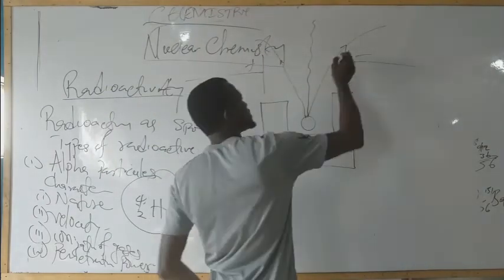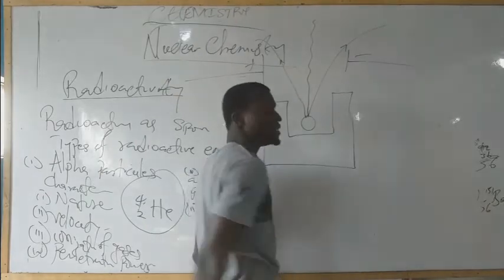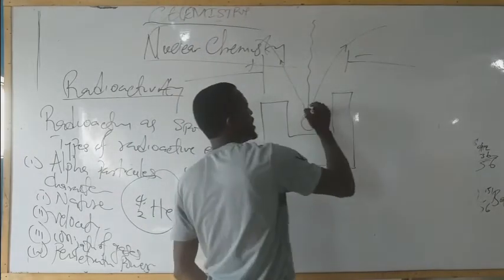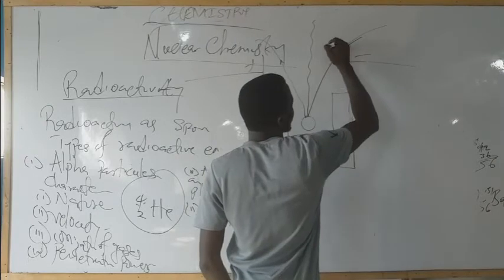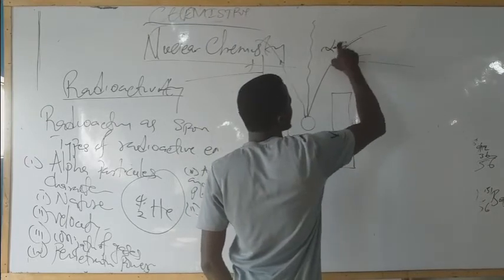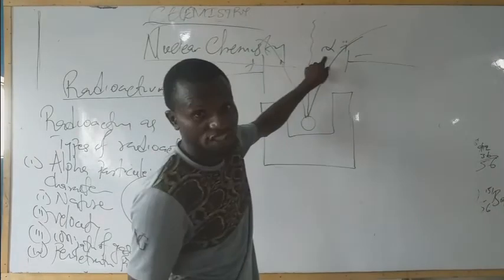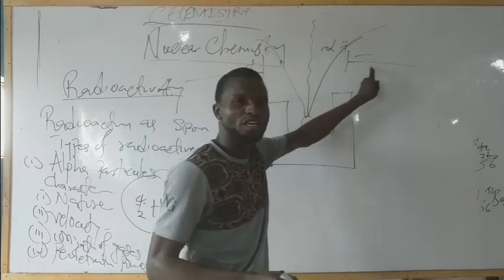So in that case, for this one to be attracted towards the negative plate, it implies that this one must be what? Alpha particle. This must be alpha. It means alpha is positively charged, which is the reason it is attracted to the negative plate.